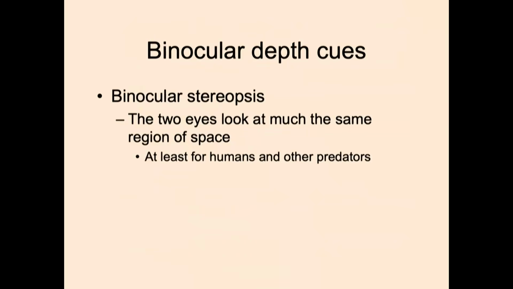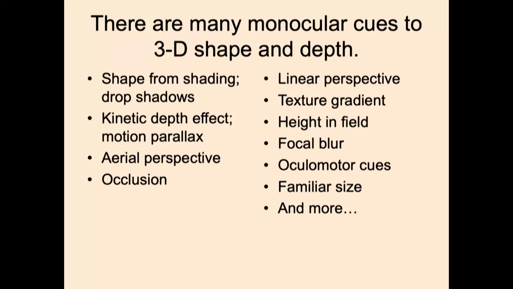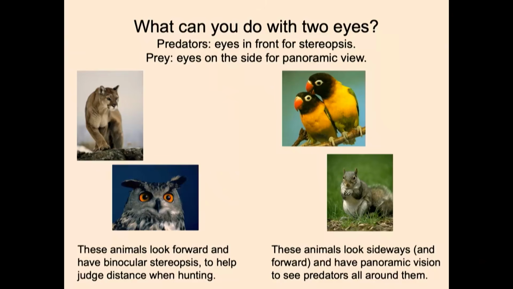All right, so let's turn to binocular stereopsis. We just talked about how there are lots of monocular cues to 3D shape and depth. But another big piece of the puzzle is the fact that you have two eyes. If you look across the animal kingdom, organisms tend to come in two flavors when it comes to the positions of the eyes. Some critters have the eyes positioned on the sides of the head. Here are a couple examples. There are others that have the eyes positioned at the front.